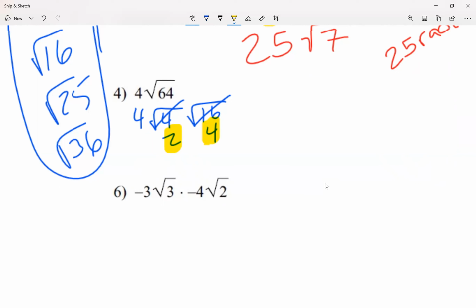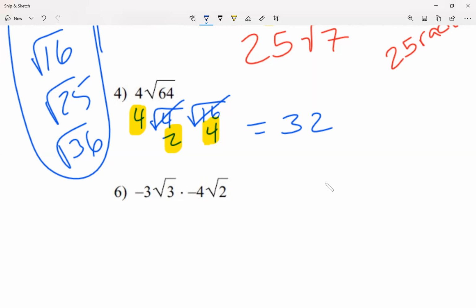If you realize that it was a perfect square to begin with, well, awesome. Now multiply with this 4, because I had to multiply them all out, right? 4 times 2 times 4. My answer in this case is 32. I don't have a radical in my answer because I had a perfect square.